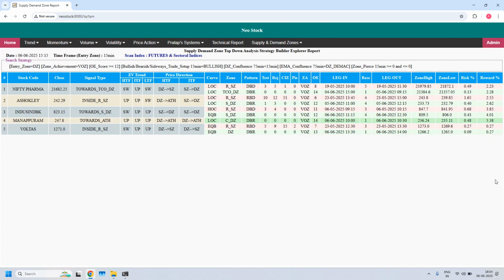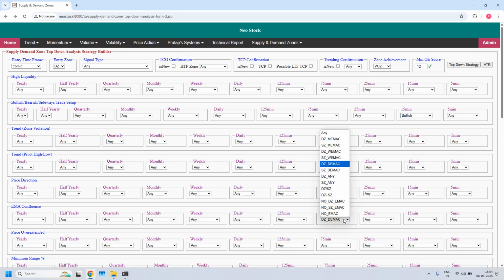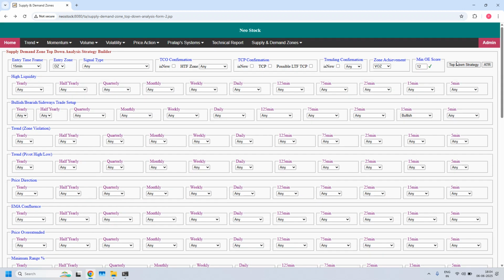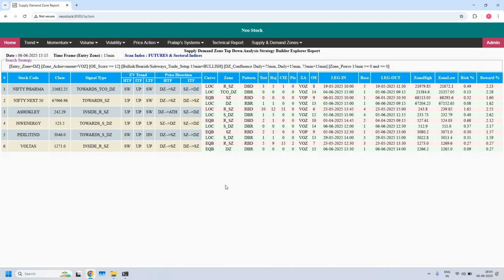Okay, next we will look into LTF, ITF and even HTF demand zone confluence supported stocks. I am removing the EMA filter. Demand zone confluence, 3 filters we have to set. First filter is already enabled. Next, 15 minutes and daily, 75 minutes and daily demand zone confluence with all 3 filters. We got 6 stocks. In these 6 stocks, these 15 minutes demand zones are overlapped with 75 minutes demand zone. Both together again overlapped with daily demand zone.